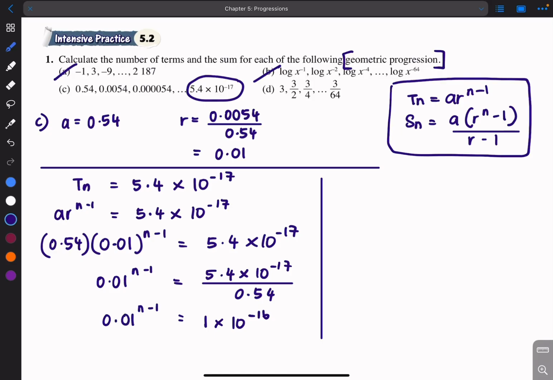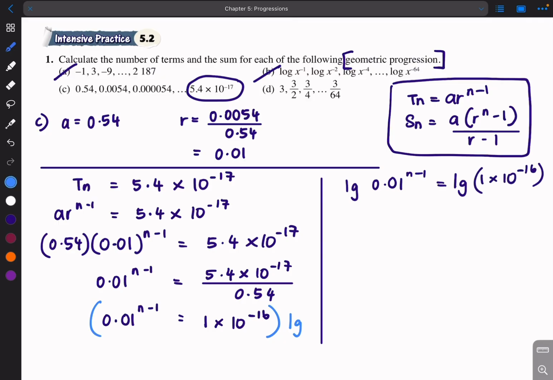Okay. What we can do is try to guess what this is, 0.01 to the power of something. But instead of guessing, we can use log. Log is a guaranteed way to get it. So the whole equation we multiply by log. So we'll be left with log 0.01^(n-1) is log 1 times 10 power negative 16. Why do we take log? So that we can bring the power down. Then we can find n.